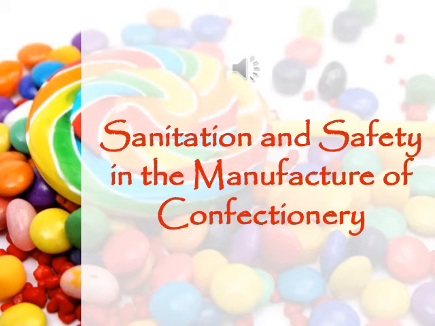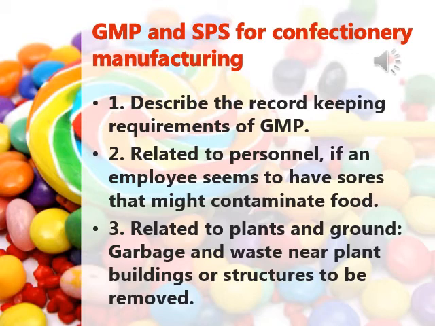Hey everyone! In this presentation, we will talk about the sanitation and safety in the manufacture of confectionery products. At first, we will talk about the GMP and SPS for confectionery manufacturing, in which GMP stands for Good Manufacturing Practices and SPS stands for Sanitary and Phytosanitary Standards.